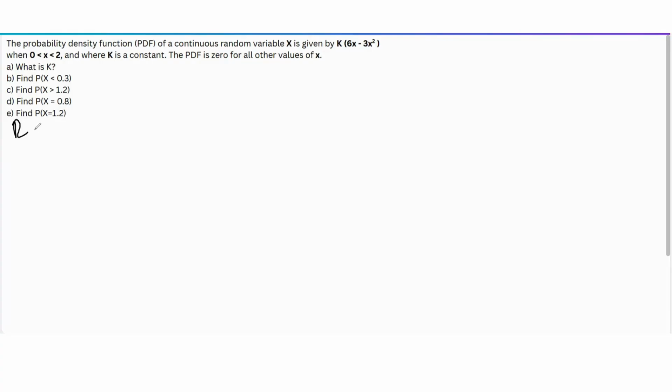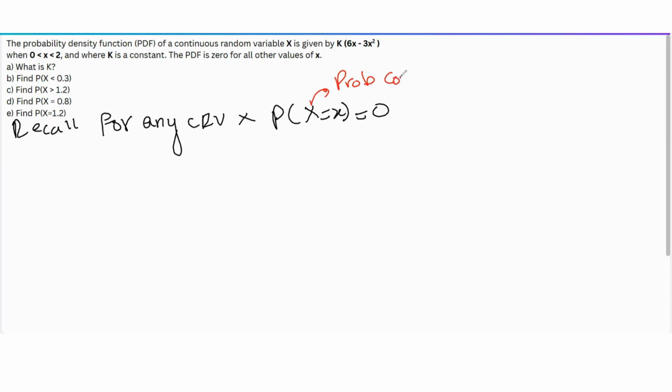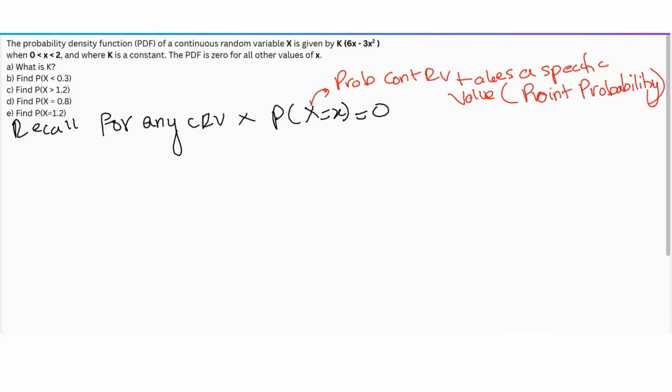Now for this, let's recall. For any continuous random variable x, the probability that x is equal to a specific value is 0. This is the probability the continuous random variable takes a specific value. This is what we call point probabilities. The probability is equal to some exact specific value. Right, so this is what we call point probability.